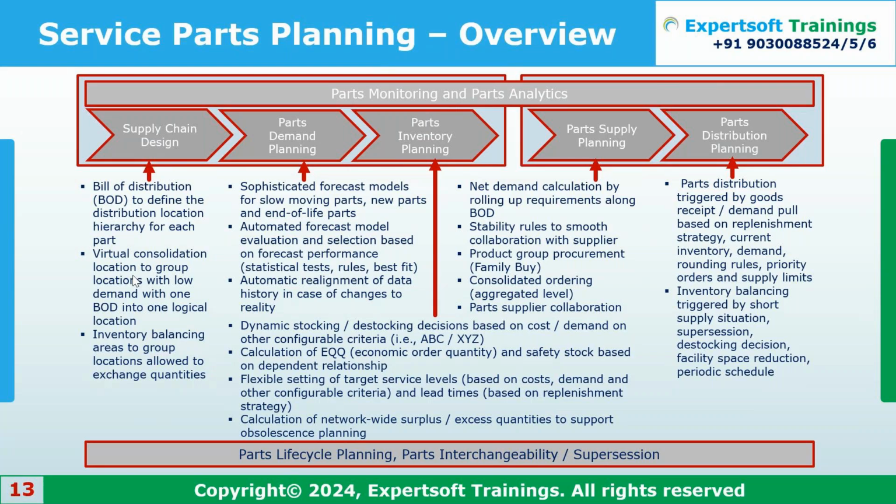Suppose a location has gone below some requirements, like if there is no demand in this particular location for a particular product, we can do the destocking of the products from that location. And for stocking, if some location earlier had no demand, but right now there is demand generating at this distribution center, then we can make it stock. EOQ and safety stock calculations are also done in these parts inventory planning steps.